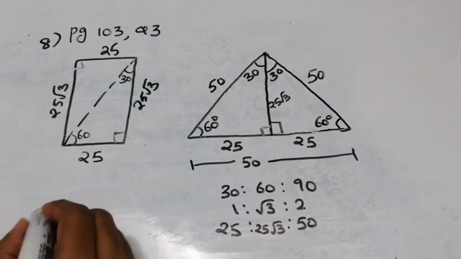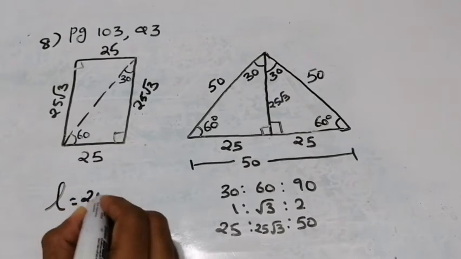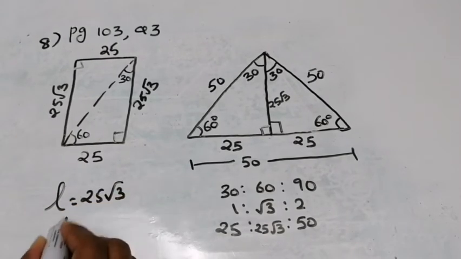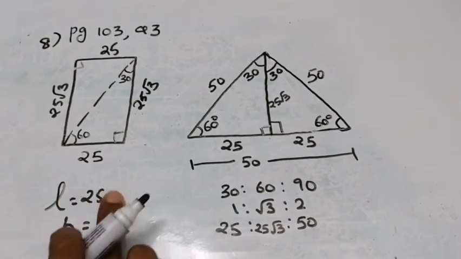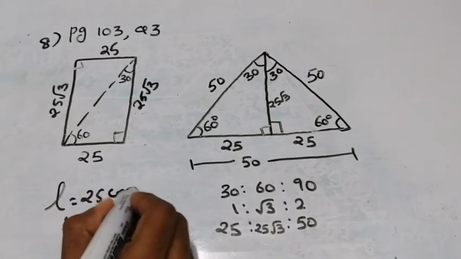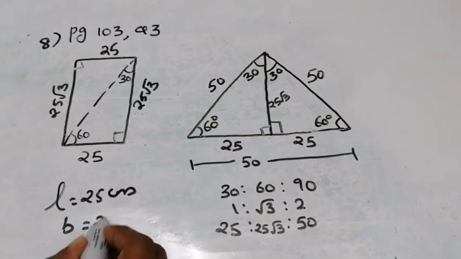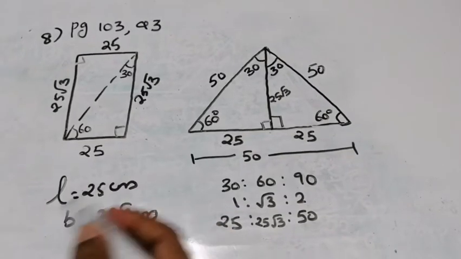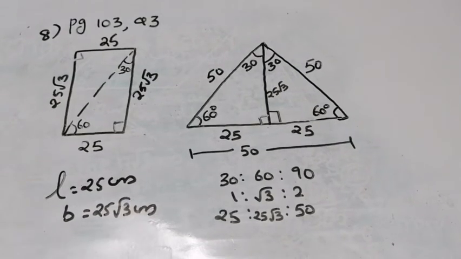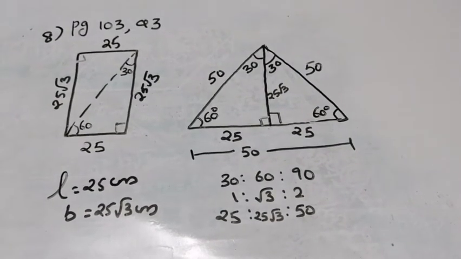So we got the length of the rectangle as 25 root 3 and the breadth of the rectangle, sorry, the length as 25 centimeter and the breadth of the rectangle as 25 root 3 centimeter, or even either way you can write length as 25 root 3 and breadth as 25.